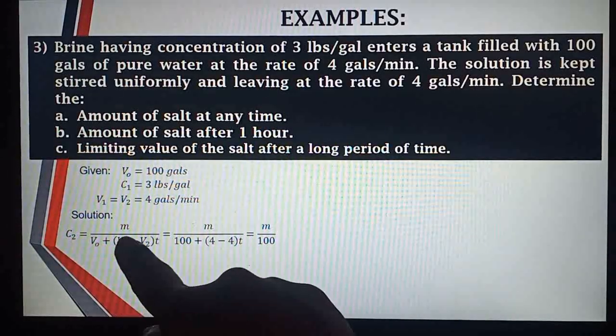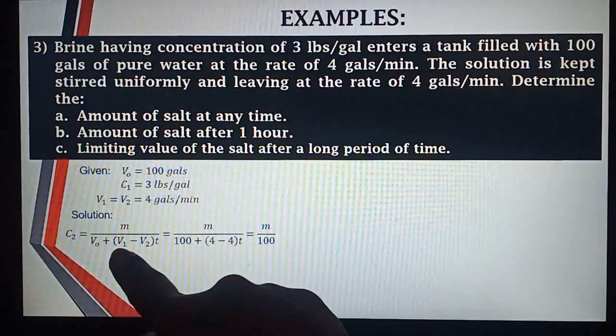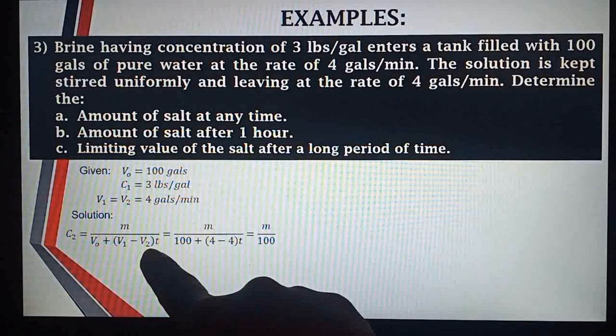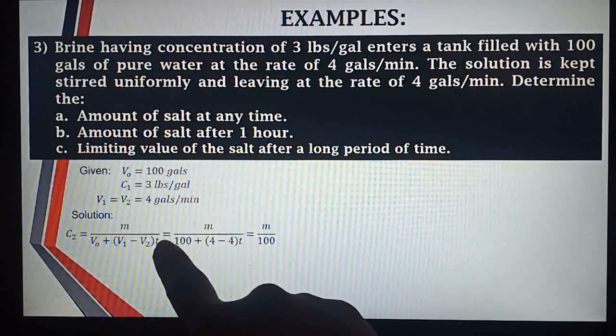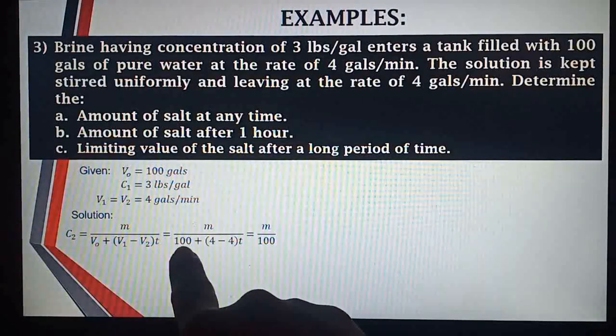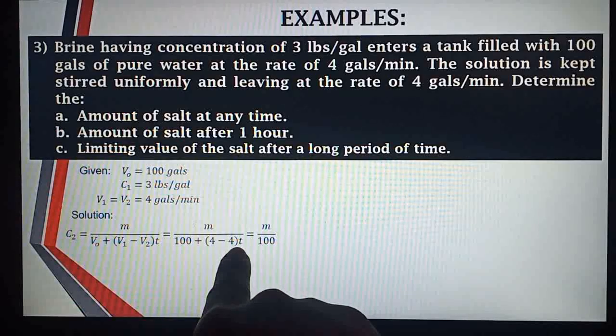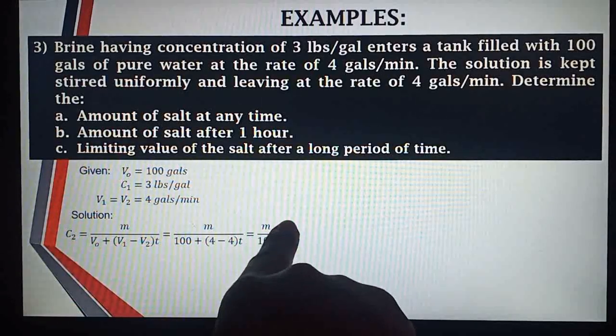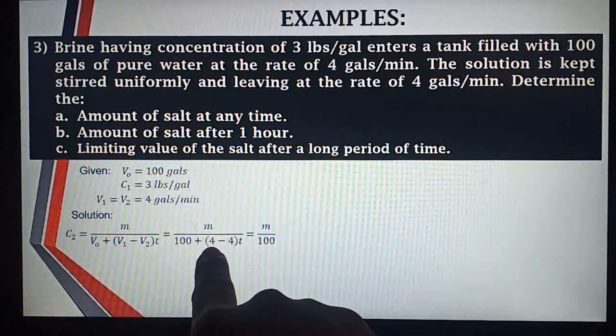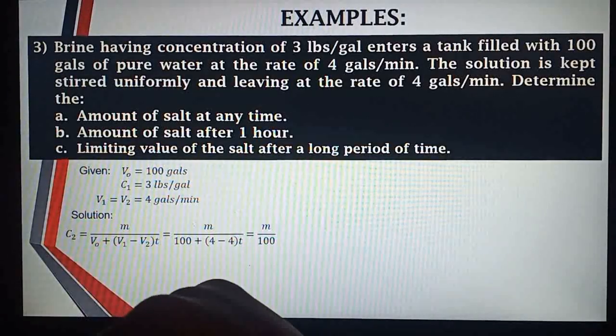Now let's compute the output concentration. So we will have M over VO plus the quantity V1 minus V2 multiplied by T. Let's substitute the givens. It is equated to M over 100, which is your VO, plus 4 minus 4 multiplied by T, that is equated to M over 100 because 4 minus 4 multiplied by T cancels.